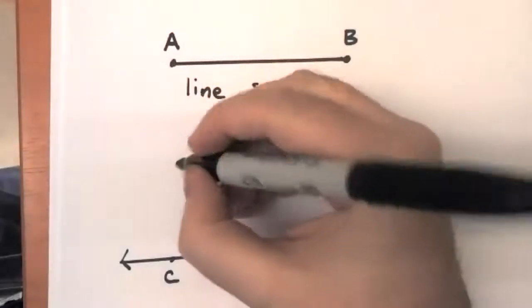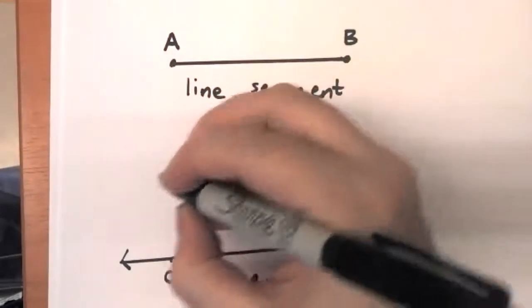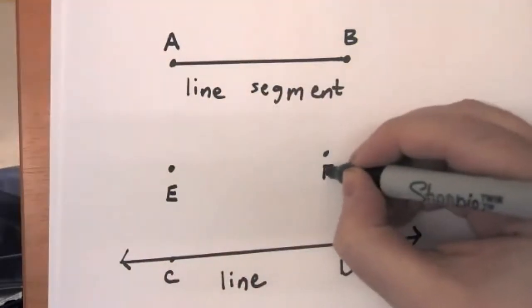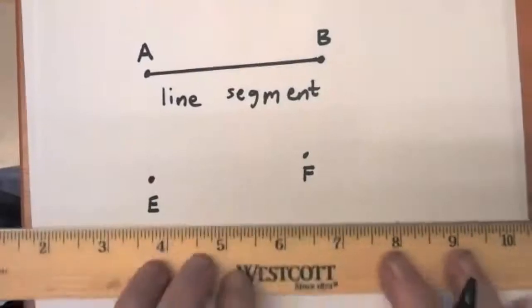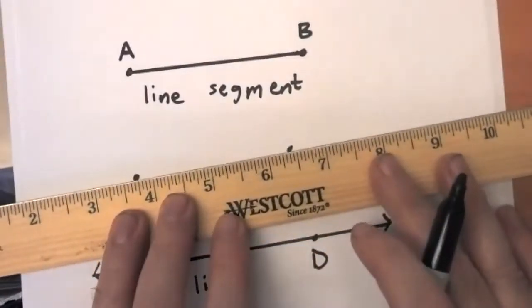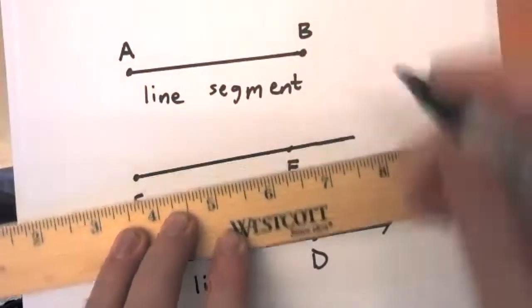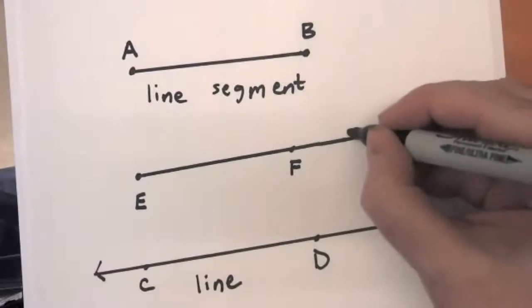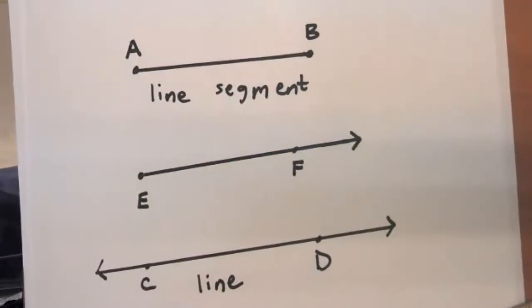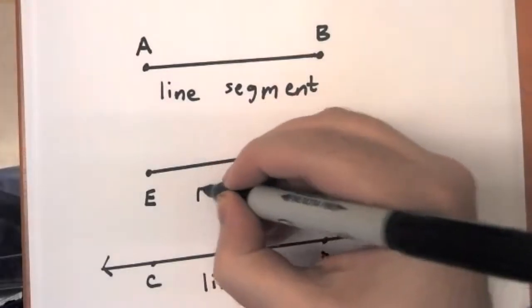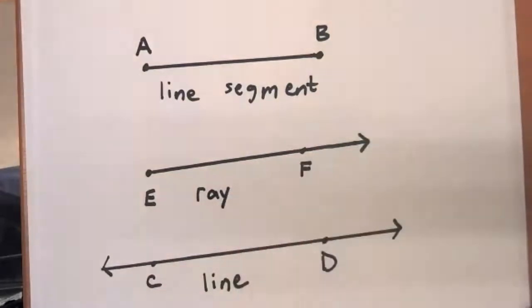Another thing that we encounter from time to time, not very often in geometry, but it's worth talking about, is we might have something where we want to have a starting point. So this starts at E, it goes through F, and then it goes on forever. So I'm going to have just one arrowhead in this case. The word we're going to use for this is a ray.